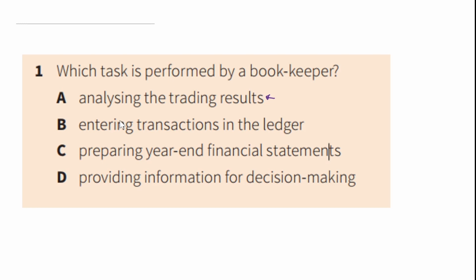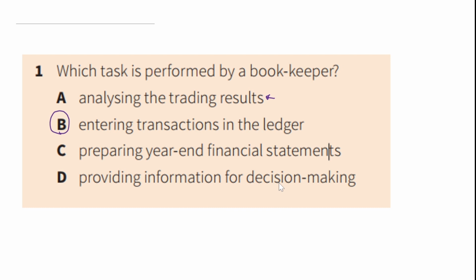Let's explore the other options. We have C, preparing year-end financial statements. That is done by an accountant. And then D, providing information for decision making. The person that provides information for decision making is the accountant. So which task is performed by a bookkeeper? The answer here is B. So I'll circle B. All right, so we're done with that one.